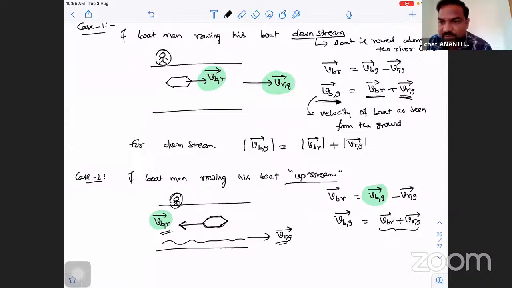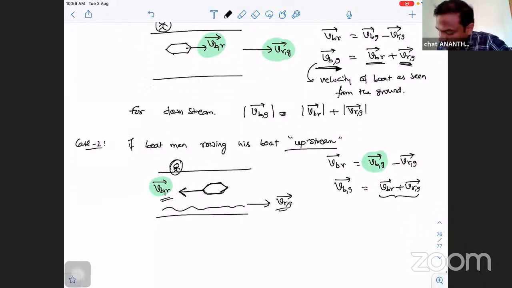The resultant of those two vectors will tell you the velocity of the boat as seen from the ground. How the boat is moving as seen from the ground. Okay. How is it understood? So as seen from the ground, what is the magnitude of the velocity of the boat?